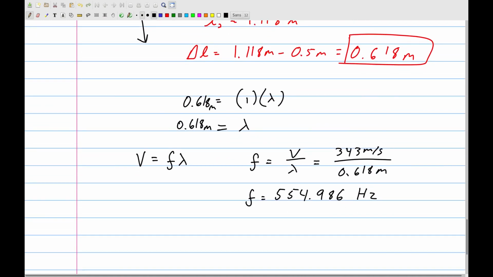So you can actually tell what that frequency is just by the setup of the system and by where you hear loud spots and soft spots.